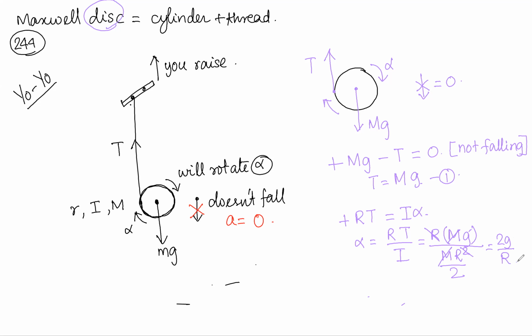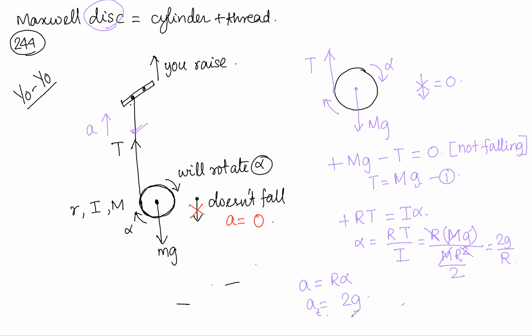What does that mean? That means that the speed of the disk is increasing at 2g by r. What is connected to the disk? This thread. So the speed of the thread is also increasing at that same rate, 2g divided by r, except that the motion of this thread has linear acceleration. The cylinder is not moving, but as the cylinder rotates, the thread is going to start opening. So the thread is going to have an acceleration of a. We have already done this. a is equal to r alpha. So the thread has an acceleration of r into this, which is equal to 2g. So the acceleration of the thread is equal to 2g.